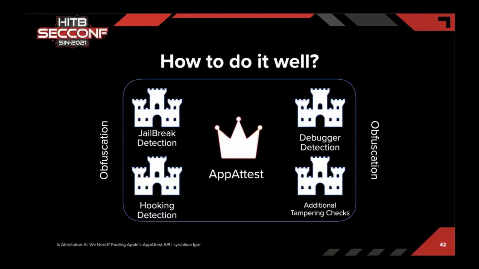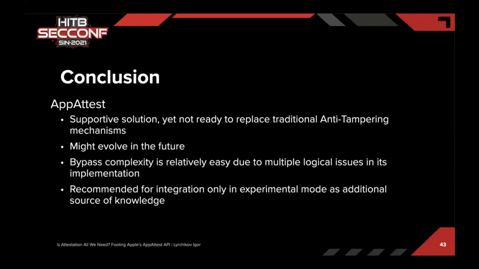And in the end, a definitely quite important part to make the attackers' life harder: you have to implement obfuscation layers. It must be strong enough to increase the complexity of the whole analysis process. So in conclusion, I want to say that we can't create a trusted anti-tampering check using only this API.